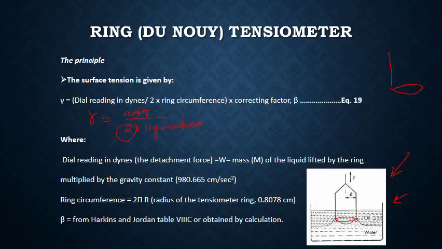So you have a ring here, right? They are trying to detach. Actually, there are 2 surfaces detaching from one ring. Okay, so that's why you have to times 2, because here is one and behind is another one. So you have to multiply by 2 and the ring circumference. The ring circumference will be just the perimeter of a circle, which is 2 pi r.